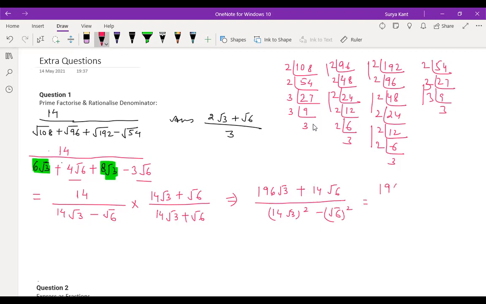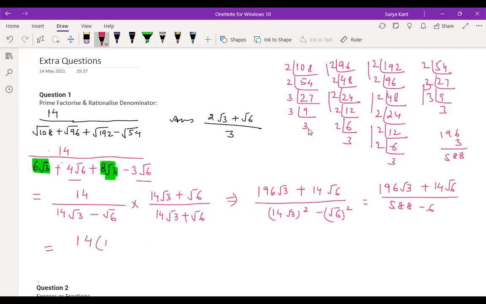So 196 root 3 plus 14 root 6 divided by, 14 14s are 196, 196 3s are 588, minus 6. Again we can write 196 root 3 plus 14 root 6 divided by... you can take common, the common is already there, right? The common part only. No need to expand. If you expand it becomes more complicated.